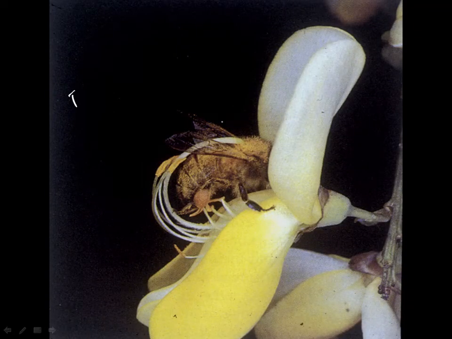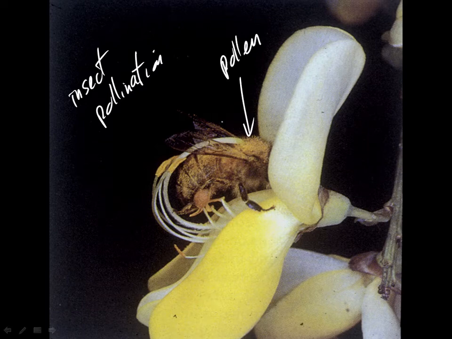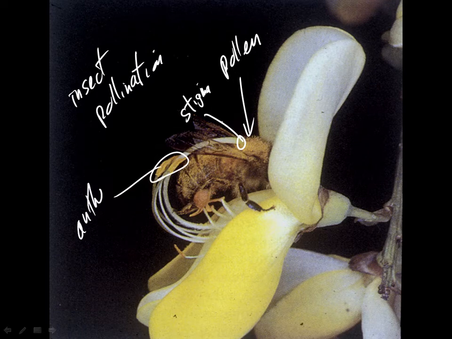Here's a pollinator. This is insect pollination. We've talked about that before. Here is the pollen. There is the stigma. It is stuck right into that pollen mass. And then here's the anthers. And so you see when that bee backs out of the flower, it's going to push its back across those anthers and pick up the pollen from that flower. So it didn't pick it up on the way in. It had pollen there from another flower. It's going to pick it up on the way out and then transfer it to another flower. This is a relative of the pea, a flower.